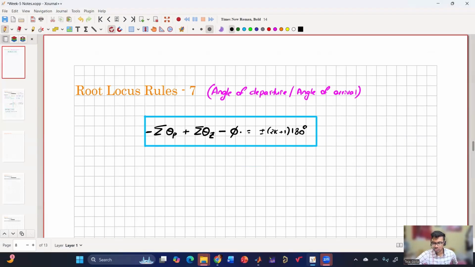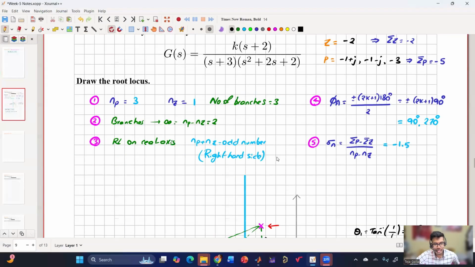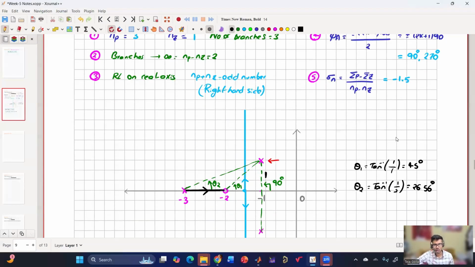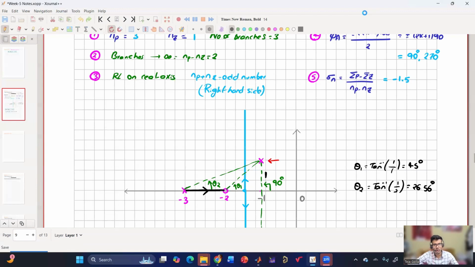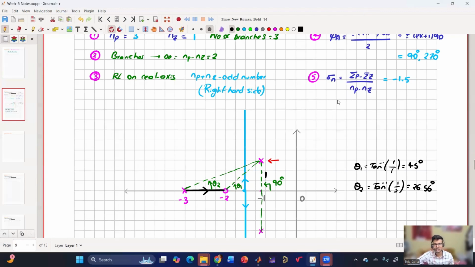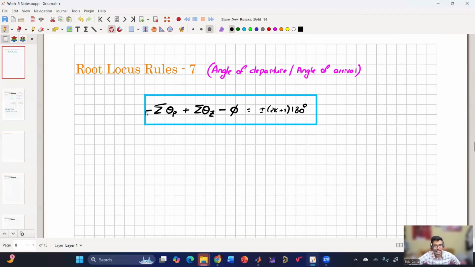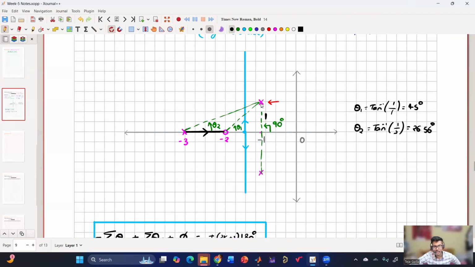Chidananda, I hope it is clear till point 5. We have no question of point 6 because in this question there is no break-in or breakaway point. So now we are directly going to rule number 7, which is breakaway angle or angle of departure or angle of arrival. So basically, what does angle of departure say? We have to use this equation. We have to see for which pole we are actually calculating the angle of departure. So angle of departure is coming for this point as well as for this point. So we are calculating angle of departure for this pole.